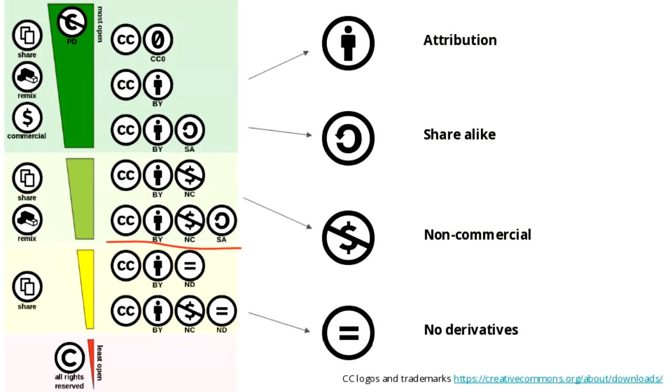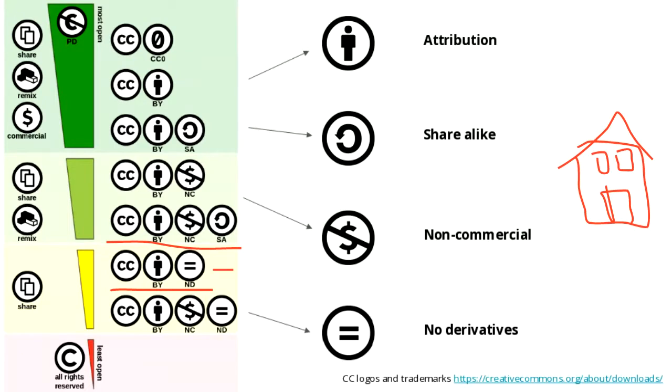More restrictive is no derivatives. So my terrible little drawing, you can't remix it, you can't change it. It has to be as is. A better example would be music. I create some music, you can't remix it. You can't do anything else with it. You can play it. You can put it on a CD and sell it under this license, but you can't make any derivatives.